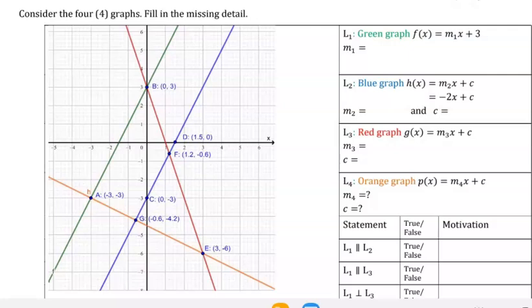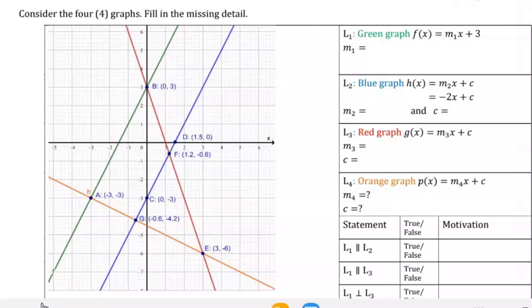Consider the four given graphs that are indicated on these grid lines, and with various points there, A, B, C, D, E, F and G, coordinates are given there. So I want to know what is the missing detail here, to fill in the missing detail.